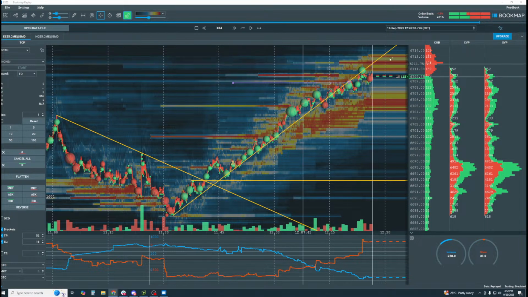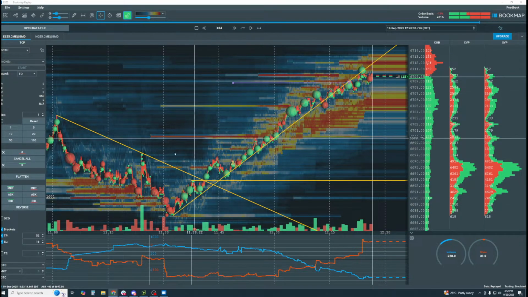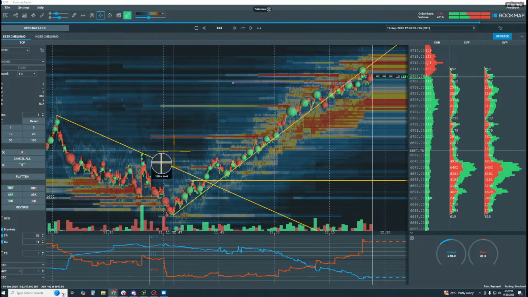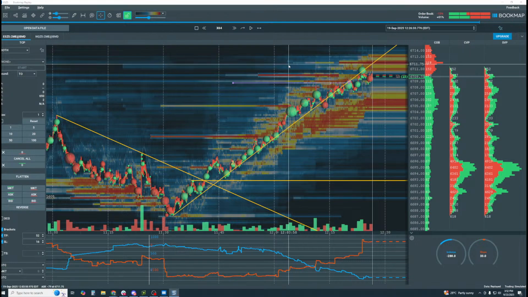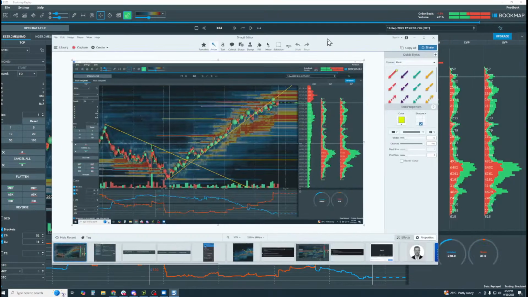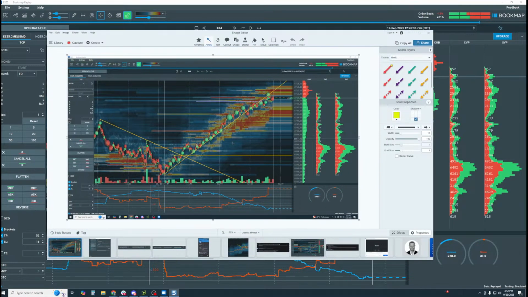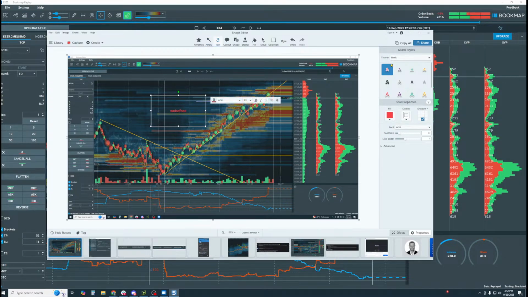No. Okay, so this is what I'll do. We'll take a screenshot of it. I use a different screenshot software, and here we can mark it up. We can put in our text, whatever it is that we want, and now we save it.